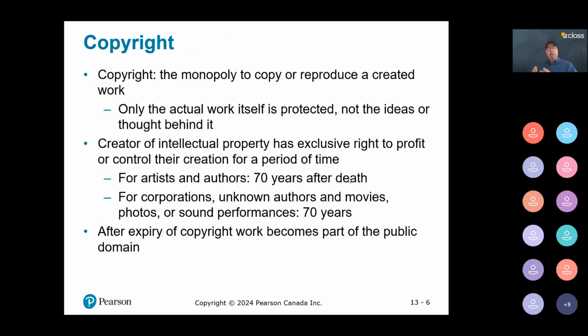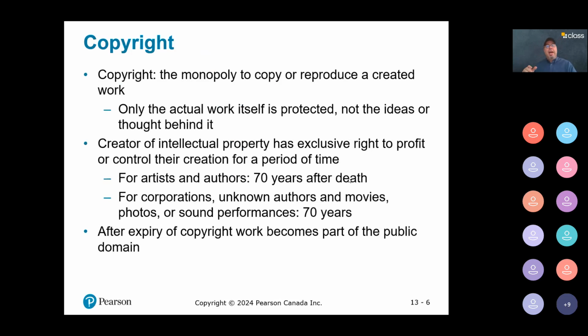Now let me tell you that only the work itself is protected. The expression of the work, the idea is not protected, but the work itself is protected. So the idea of a new book is not protected, not under copyright. It may be confidential information, but it's not protected under copyright. What is protected is the book itself.